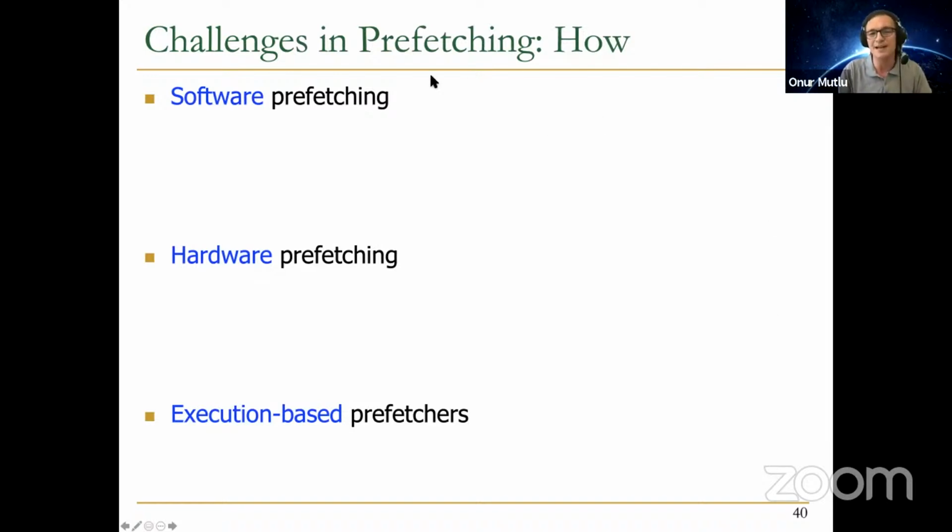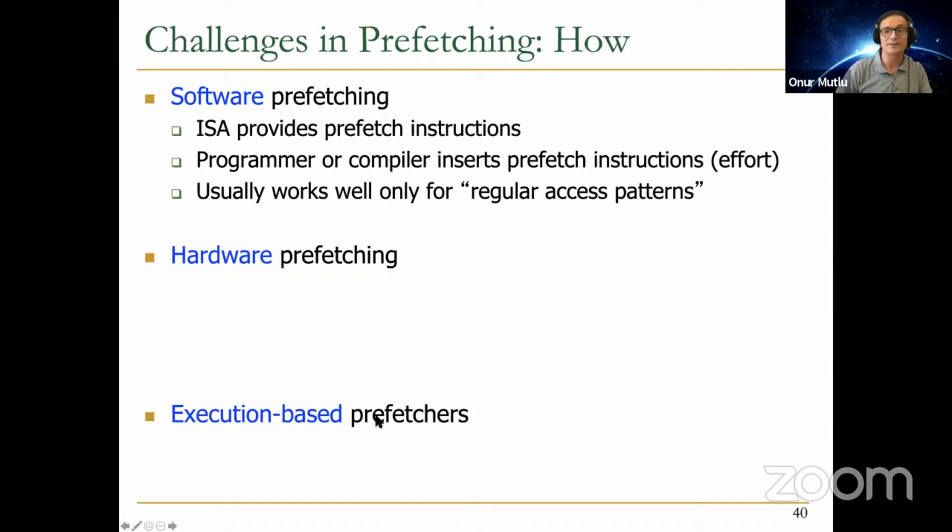So this is the how part. Basically, how do you do the prefetching? Here we consider three types of prefetching: software, hardware, and execution-based. So software, for example, the instruction set architecture can provide prefetch instructions. In x86, for example, there are special prefetch instructions. Many ISAs have this. And the programmer or compiler inserts these prefetch instructions at appropriate places in the code, such that the data is fetched before a load needs that data.